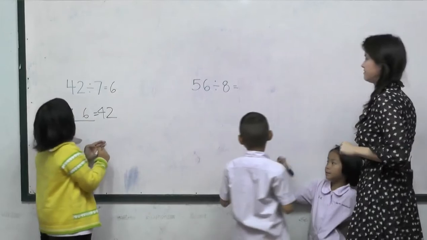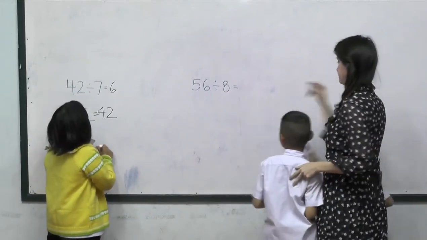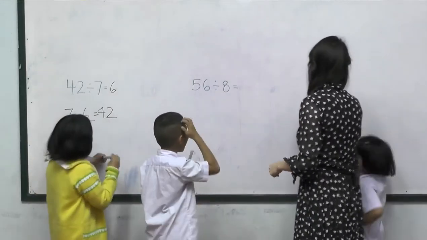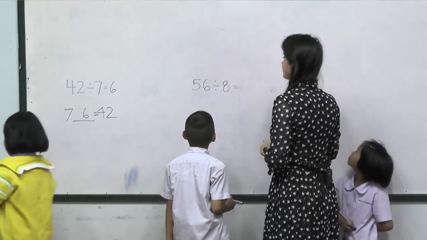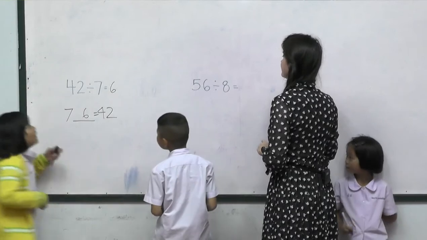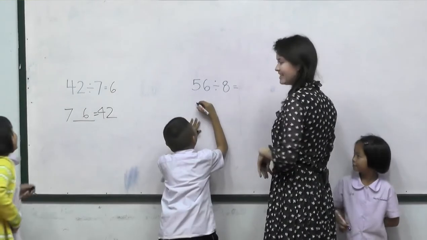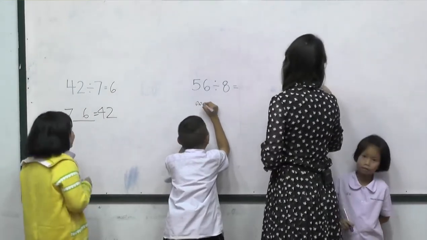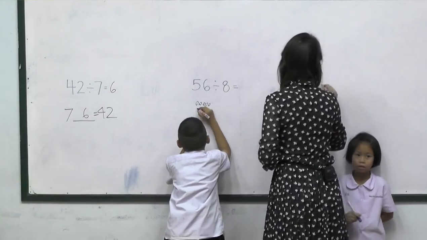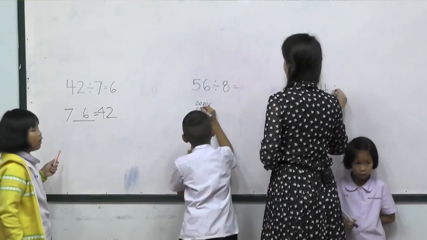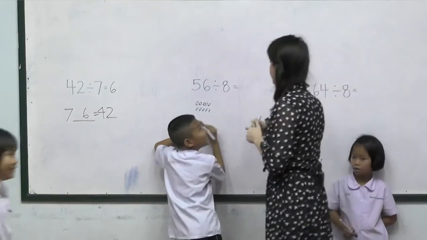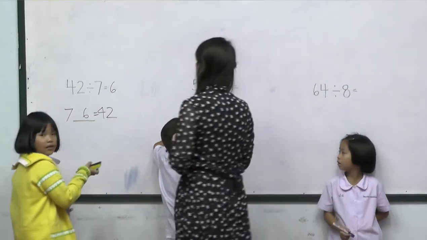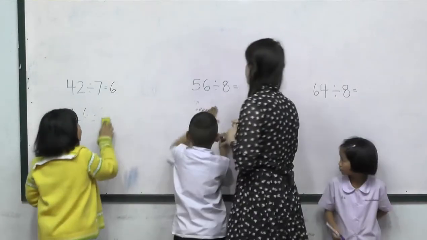Lockout, tell us what you did. 42 divided by 7 equals 6. That's cool. Let me jot this. There you go. You're going to draw 56? That's going to take a long time, buddy.